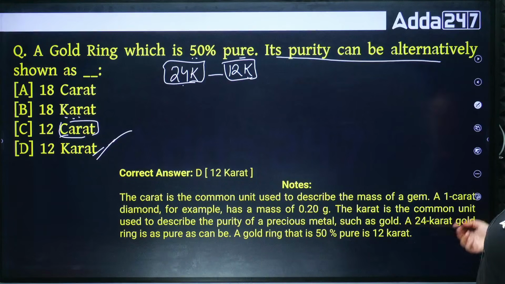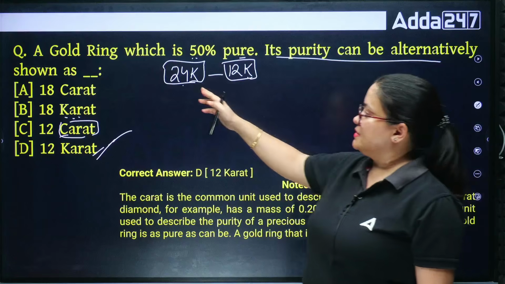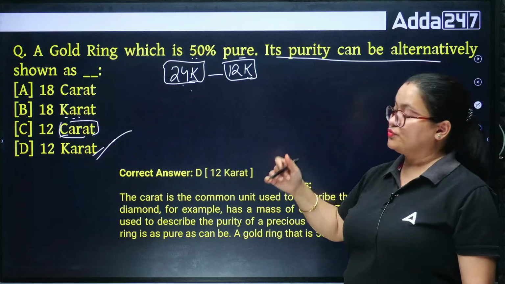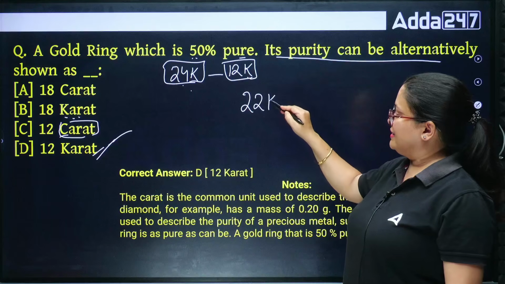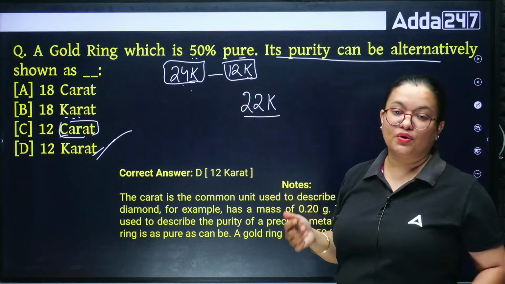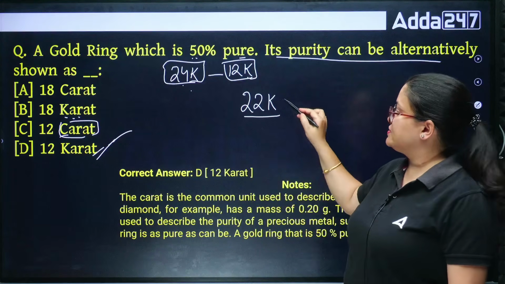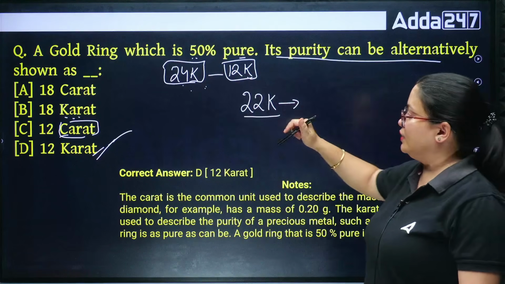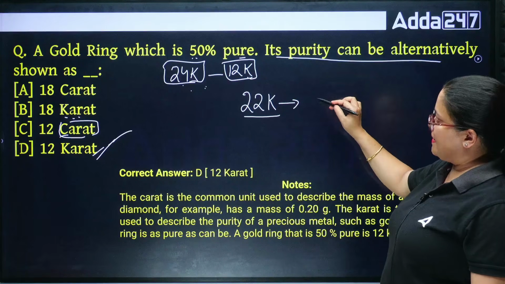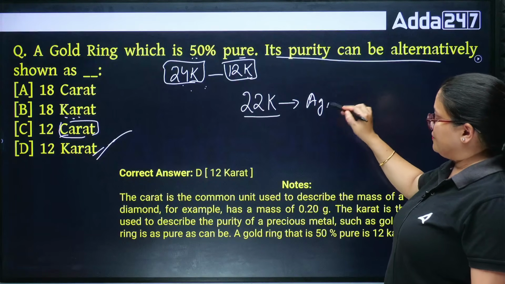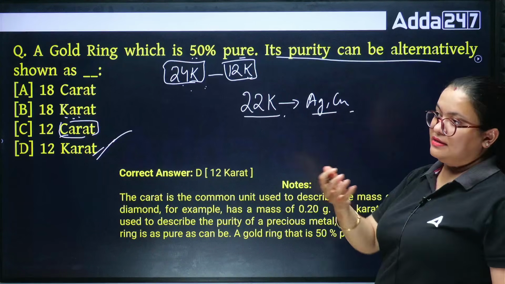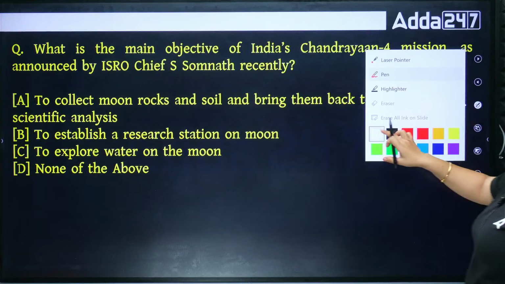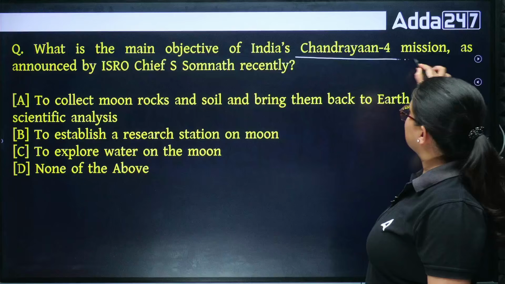We cannot wear a ring that is 24 carat because it is very soft. So we usually use 22 carat for rings or bangles. These are all 22 carat because it is a bit harder than pure gold. Here we usually mix a part of silver and a part of copper, so that it looks and becomes a little harder. Okay. So the last question of today: what is the main objective of India's Chandrayaan-4 mission?